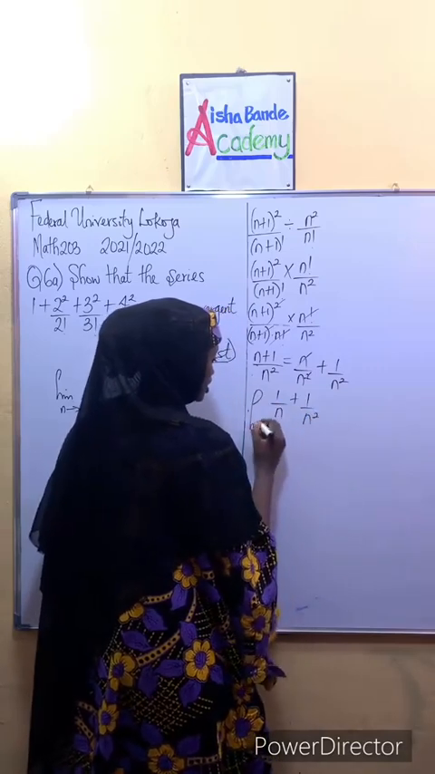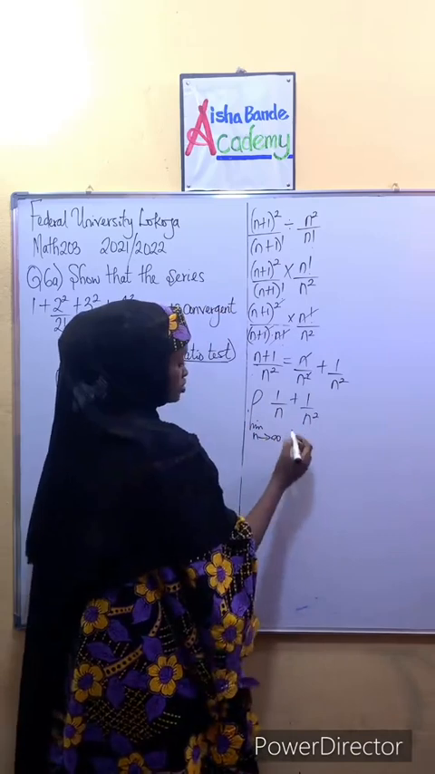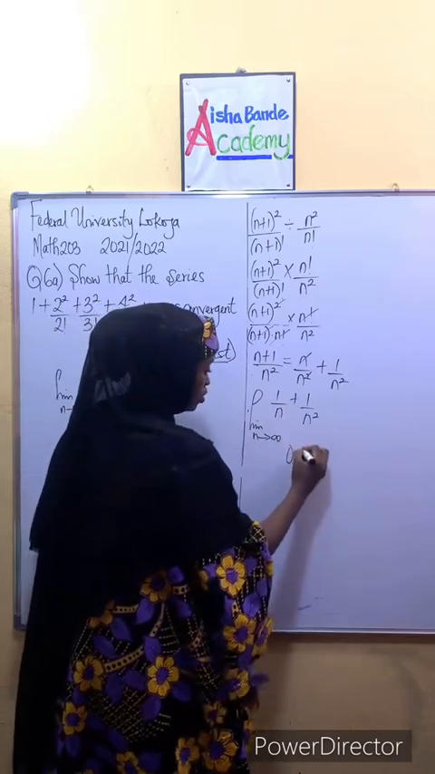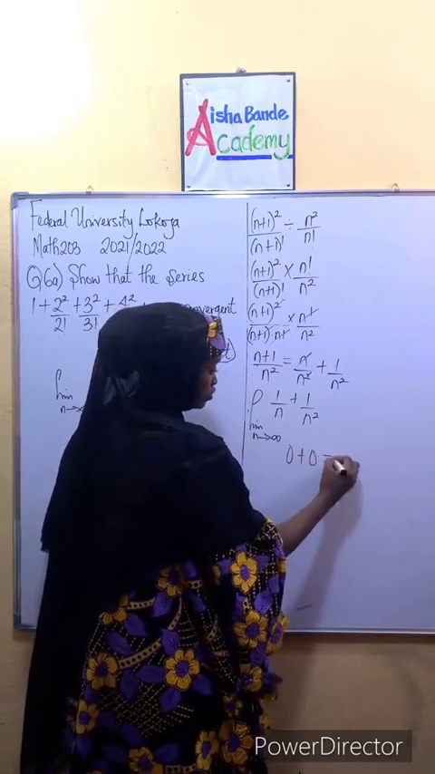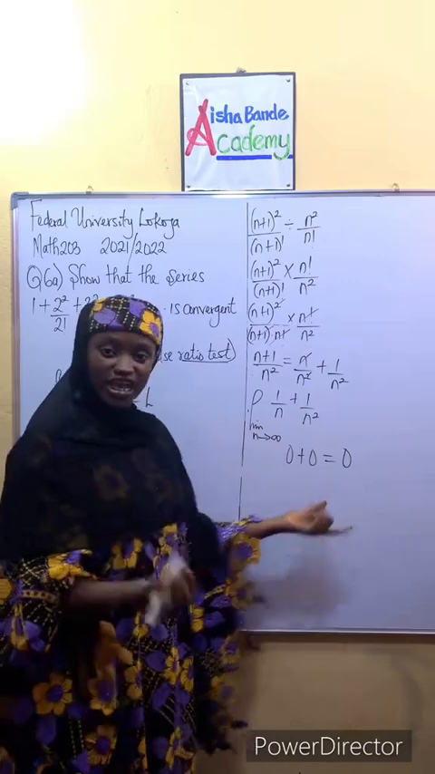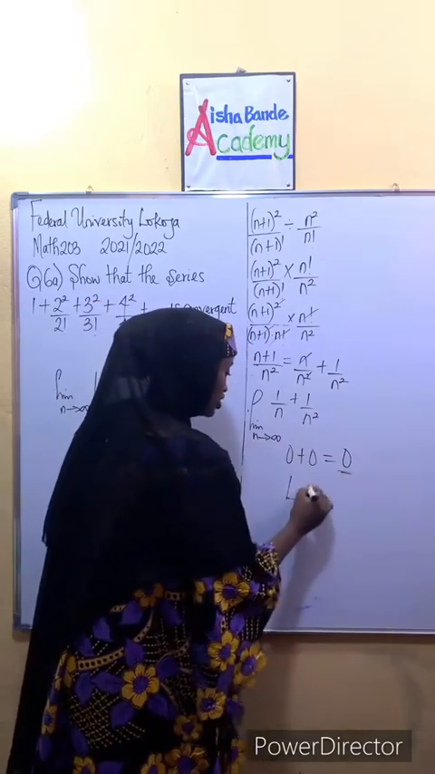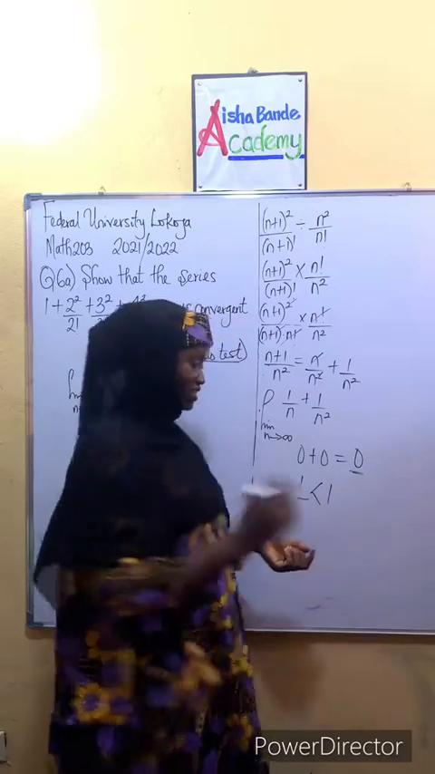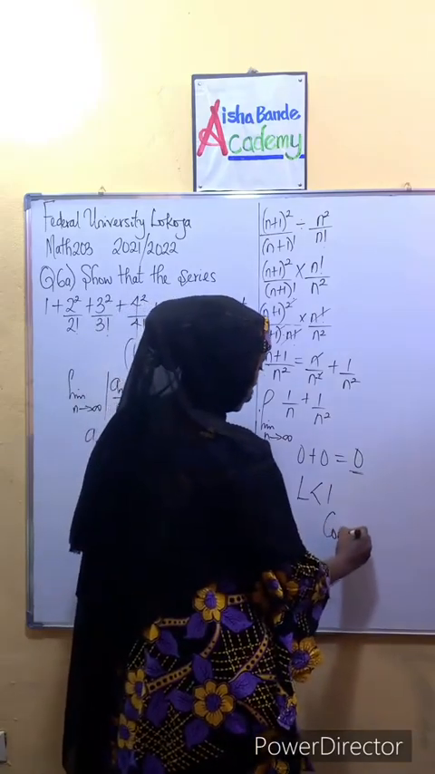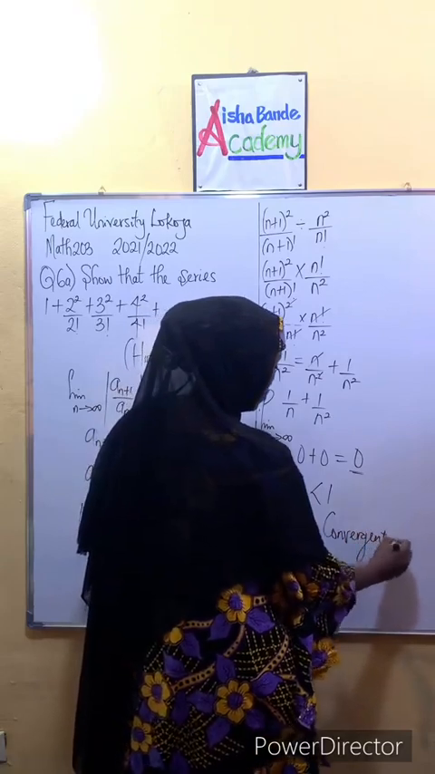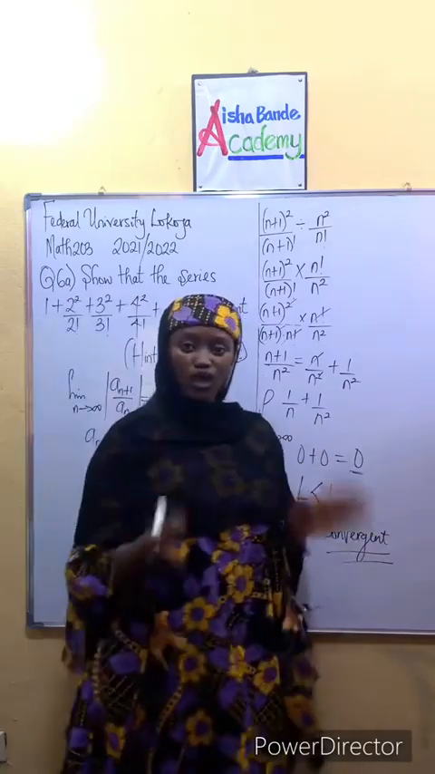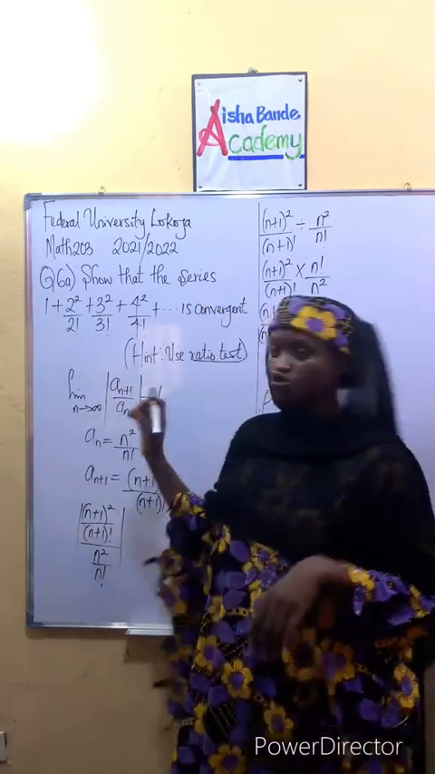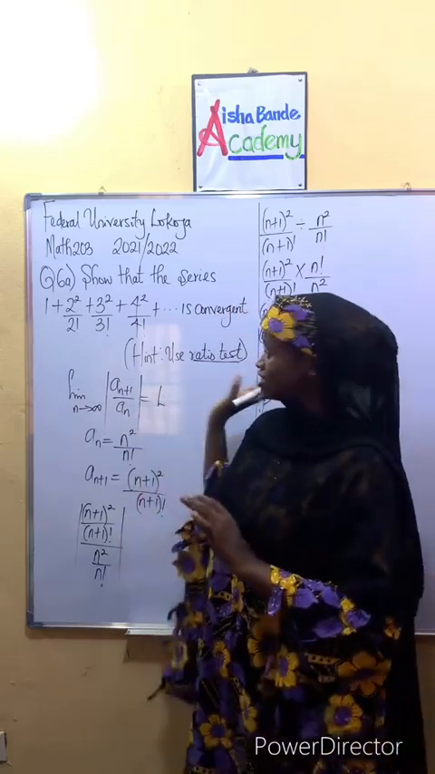From here we can take the limit as n tends to infinity. When we do, 1 over n becomes 0, and 1 over n squared also becomes 0. 0 plus 0 is equal to 0. So our final answer is 0, and this shows that L is less than 1. As I explained earlier, when L is less than 1, it means that the series is convergent. So 1 plus 2 squared over 2 factorial plus 3 squared over 3 factorial plus 4 squared over 4 factorial plus so on is a convergent series.